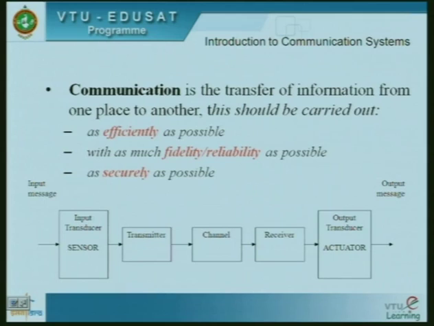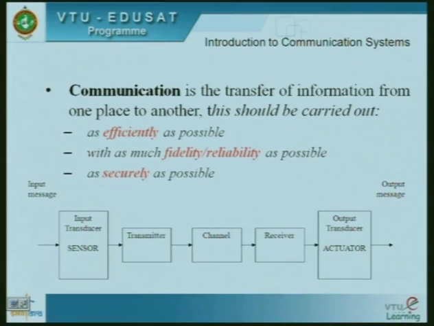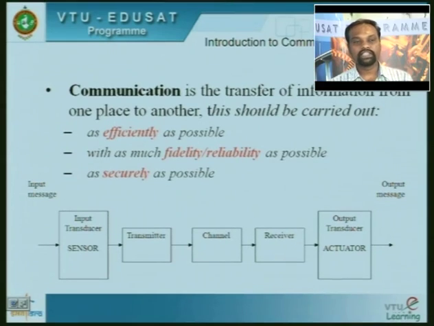Now, let us understand the basic block diagram of a communication system. The basic block diagram in a communication system is as follows. You have an input message. As I mentioned earlier, an input message is basically a physical quantity.